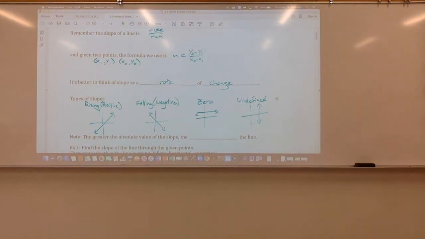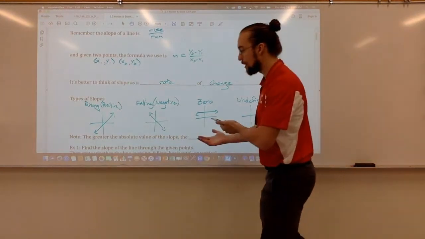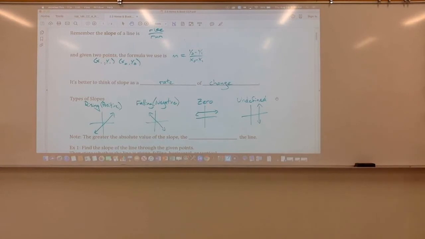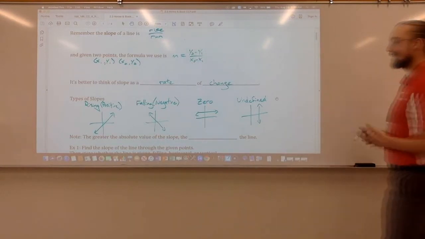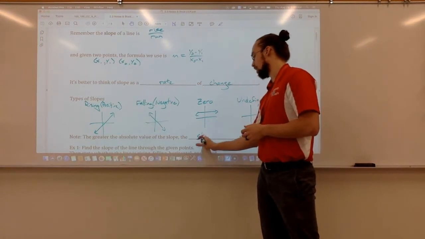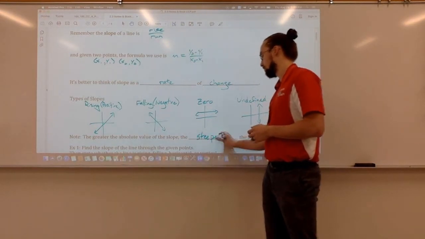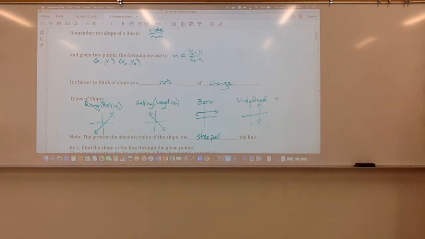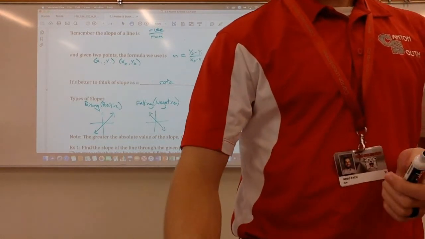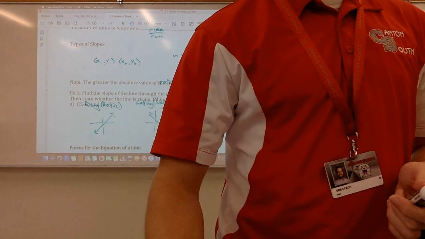Right? So the greater the absolute value of the slope, right? So whether it's positive or negative, we can still say that the steepness of the line changes, or the steeper the line is. Right? The greater the absolute value of the slope, the steeper the line is going to be. So let's jump into some examples here.